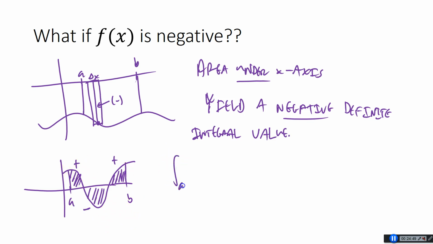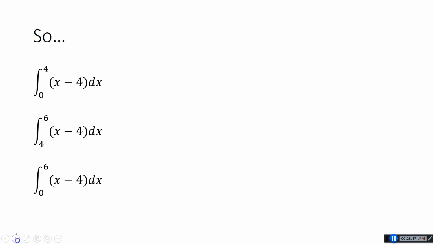So if you're integrating from a to b of f of x dx, all you do is you take the positive area and you subtract off the negative area. No, I should say the area above and below. That might be better to say. So the area above, and then you subtract the area below. I'm going to look at one example of that, and then we'll be done.